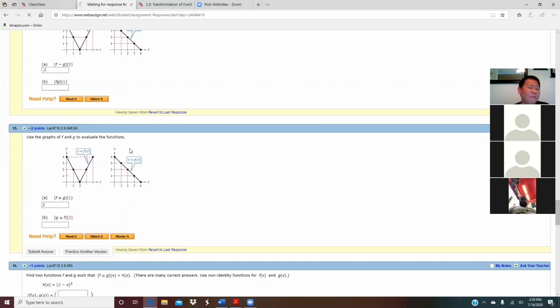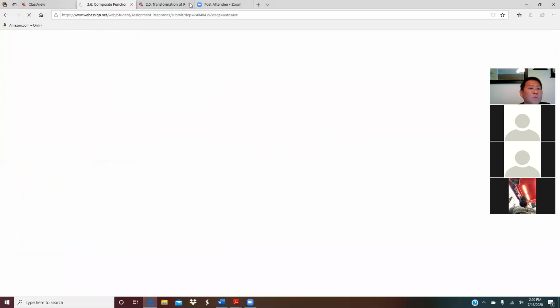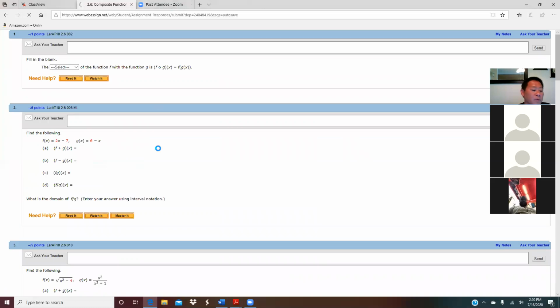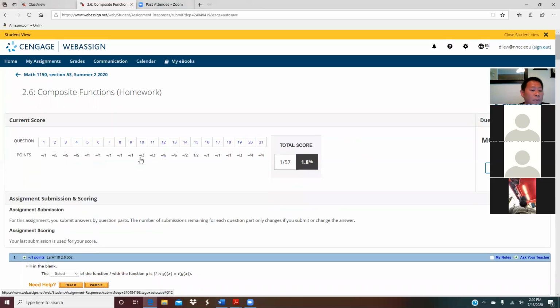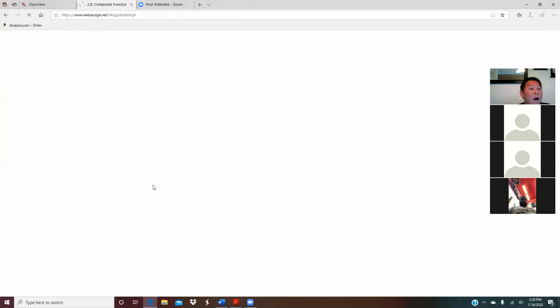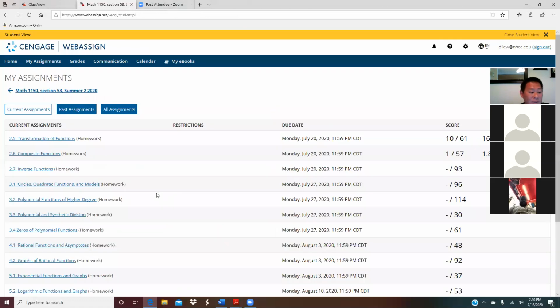I will do 2.7 now, so you guys can see what's going on with 2.7 here. Yep, 2.7. So we're gonna do some inverse functions. That is a bit more difficult.